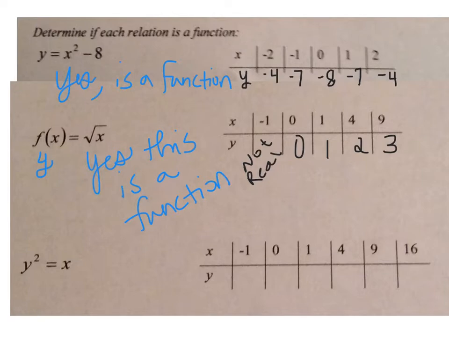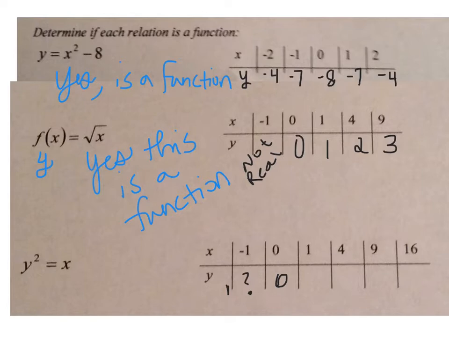But let's look at this last one. All right, negative 1. If x is negative 1, what can I square to get negative 1? Well, there's nothing, right? Anytime you square something, it's positive. So that is not part of the domain, right? All right, 0. What can I square to get 0? Well, basically 0.